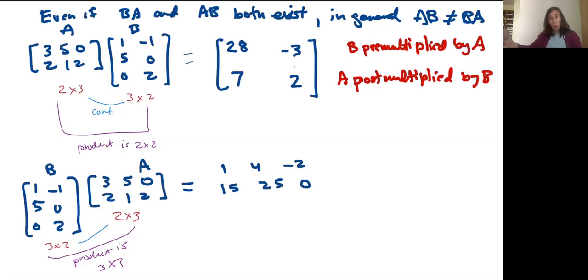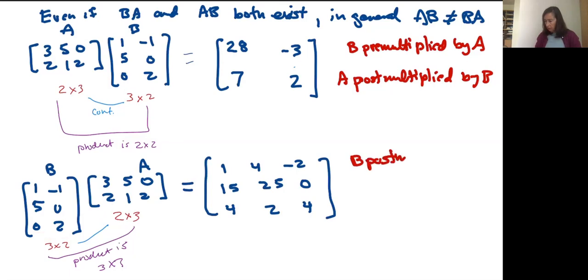And for the third row of the product matrix, we're taking this third row, multiplying it by each column to get the 3 elements of the third row of the product. So that will be 0 times 3 plus 2 times 2 is 4, 0 times 5 plus 2 times 1 is 2, and 0, and there indeed is B post multiplied by A.